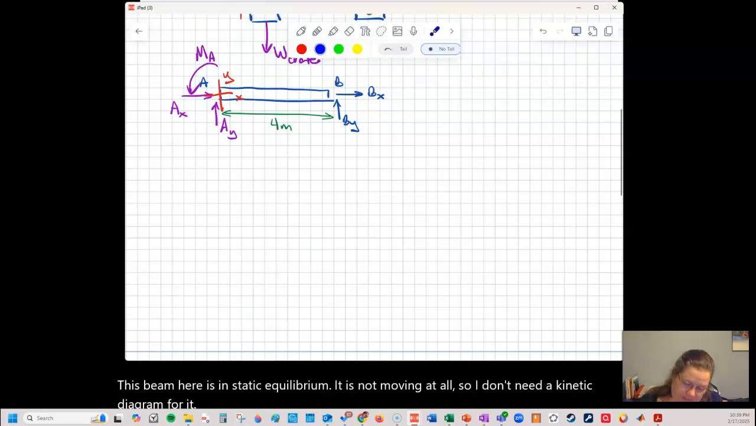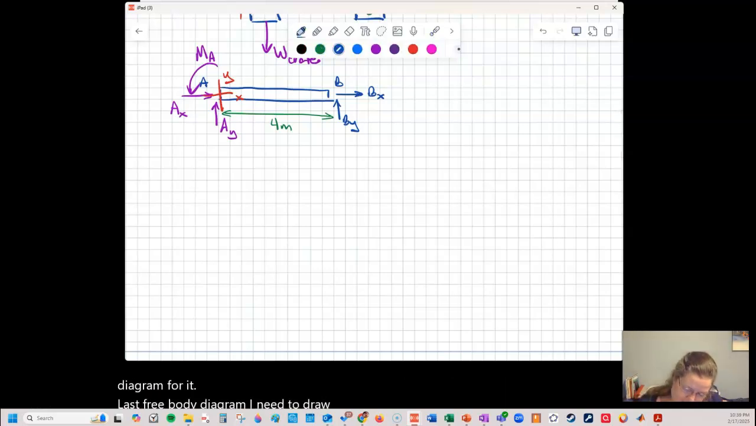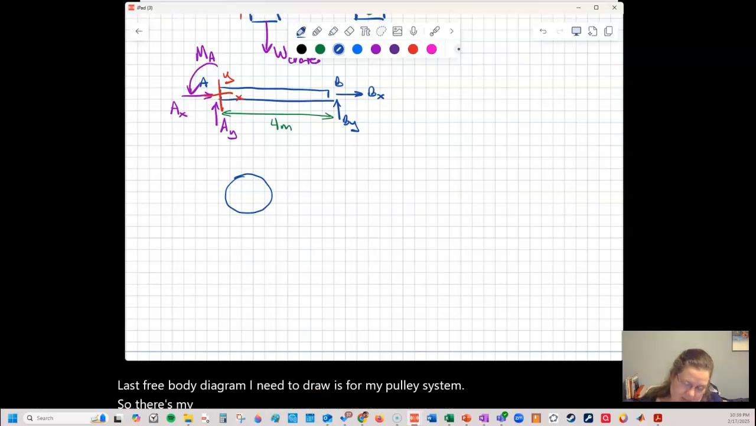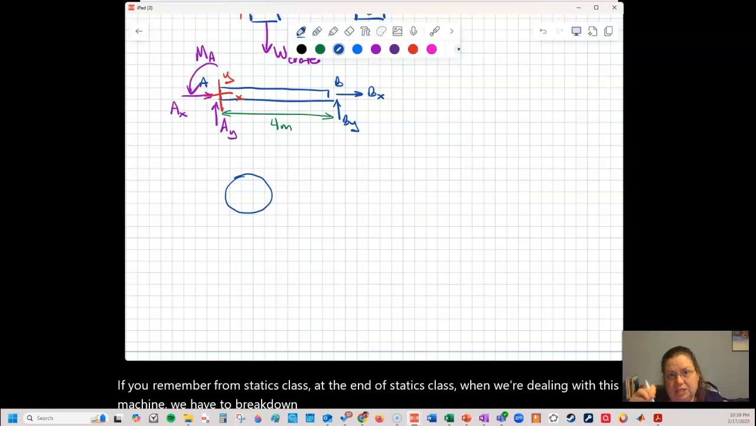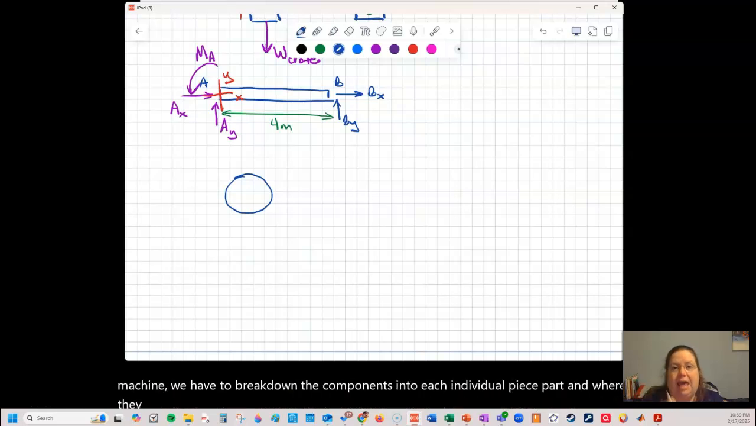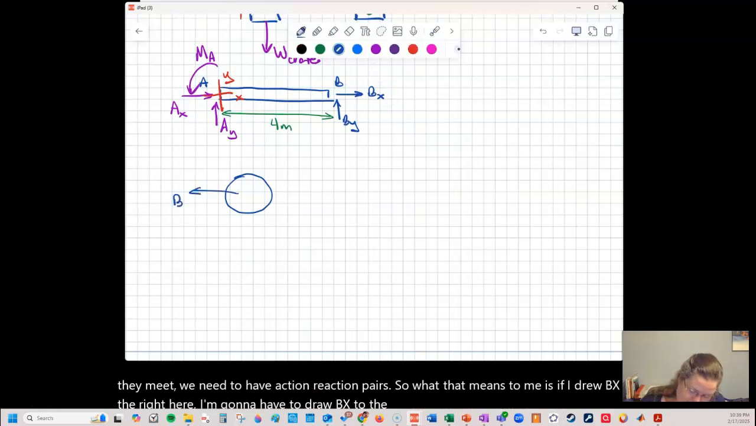The last free body diagram I need to draw is for my pulley system. So there's my pulley. This is another part of the machine. If you remember from statics class, when we're dealing with a machine, we have to break down the components into each individual piece part. And where they meet, we need to have action-reaction pairs. So if I drew Bx to the right here, I'm going to have to draw Bx to the left here.